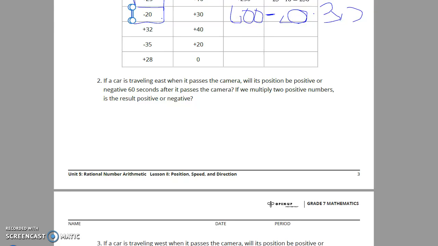If a car is traveling east when it passes the camera, will its position be positive or negative 60 seconds after it passes the camera? If we multiply two positive numbers, is the result positive or negative? Think about that. So for number 2, if it is traveling east, meaning it's positive, will the position be positive or negative 60 seconds after it passes the camera? If we're multiplying two positives, we always get a positive. Okay?